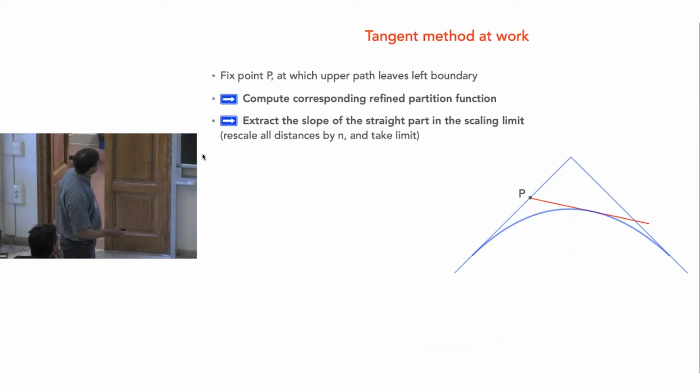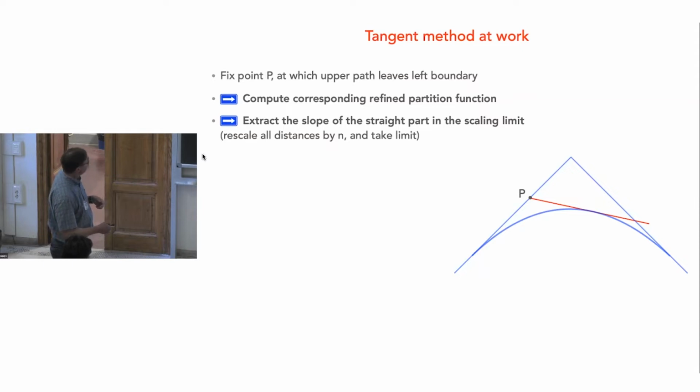So you fix a point P where the upper path will exit this boundary. Then you have got to compute something on the lattice. What you have got to compute is what is called the refined partition function, which is namely all the configurations or all the tilings of the domain such that the upper path leaves the boundary at P. That's what we call the refined partition function. And then try to extract from this information the slope of this straight path.